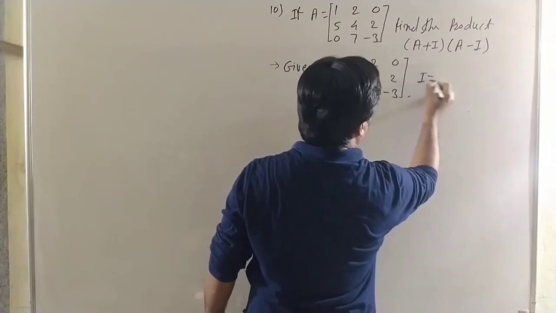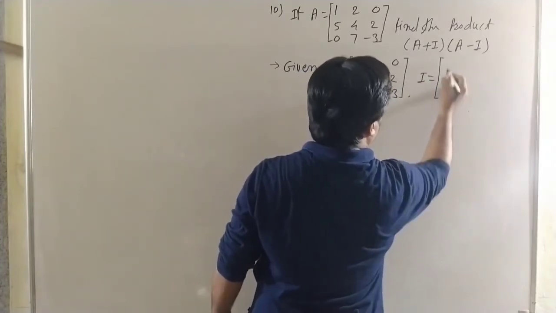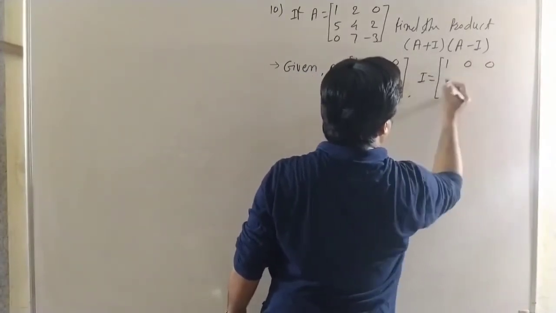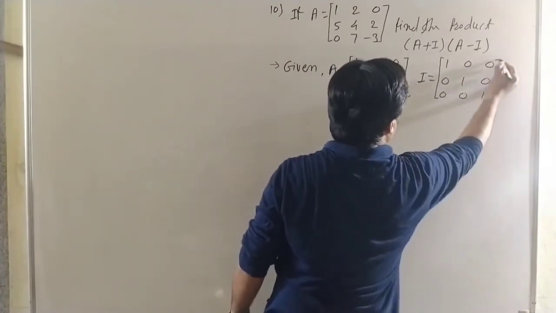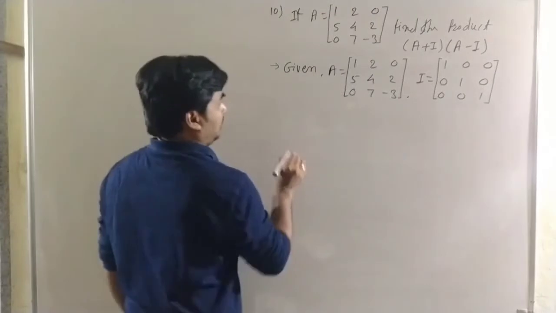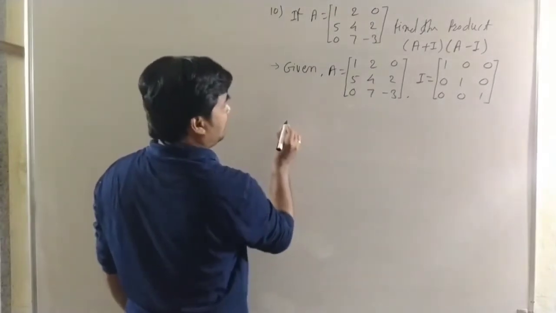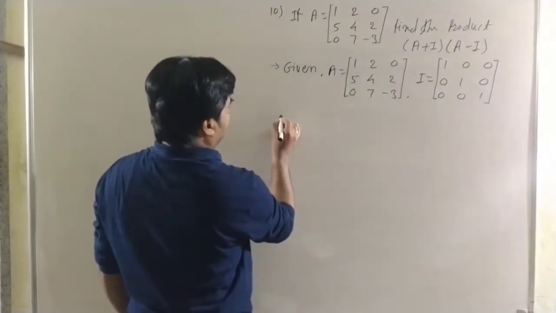Then the identity matrix: 1, 0, 0, 0, 1, 0, 0, 0, 1, the identity matrix of order 3. Now first we find A plus I.